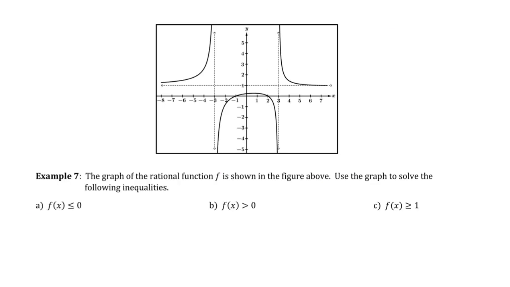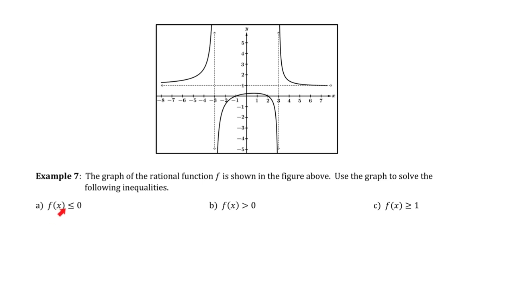Okay, our last example is a rational function in graph form this time. So what we're trying to find out is where is the function f less than or equal to 0, greater than 0, or greater than or equal to 1. Okay, so let's go ahead and give that a shot.